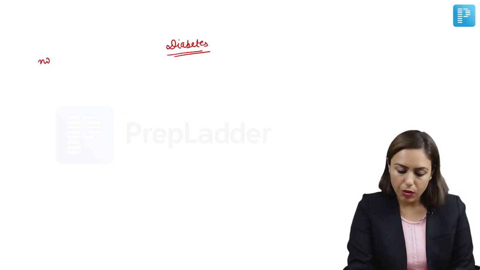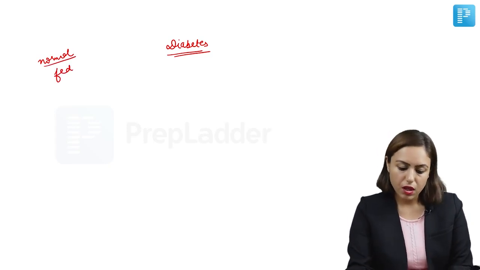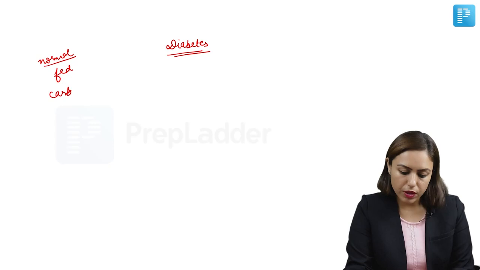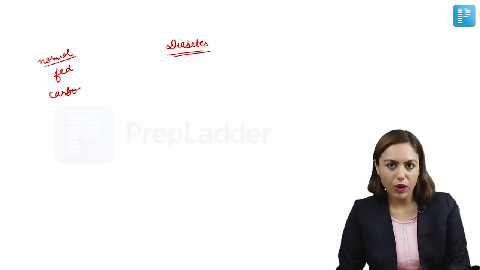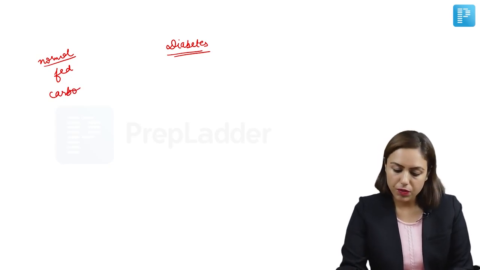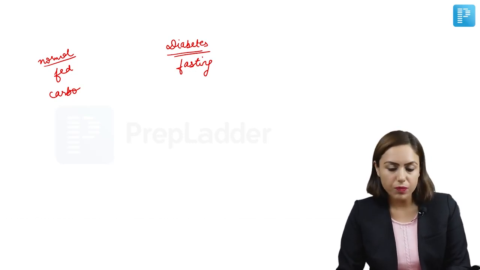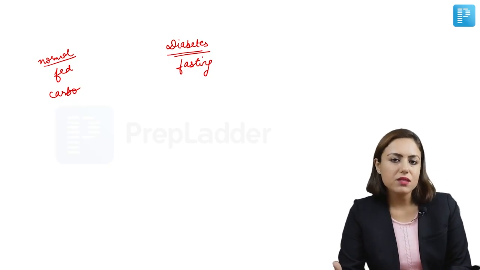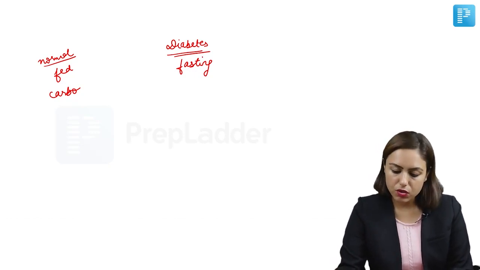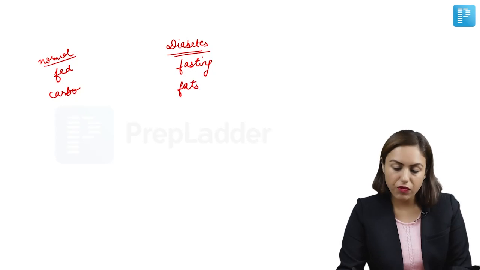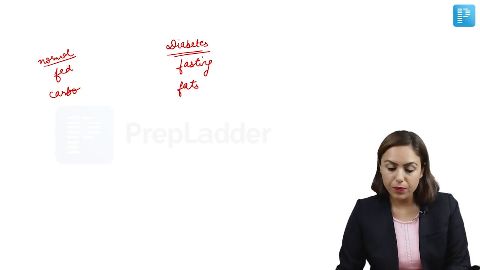See, a normal person is considered to be in fed state. So the main fuel for the body is carbohydrates, right? And in a diabetic person, it is considered that the body is in fasting state because cells are not getting glucose due to low or deficient insulin, right? Then the state is considered fasting state, okay, diabetic state. So here in fasting state, fats are the main fuel, right?